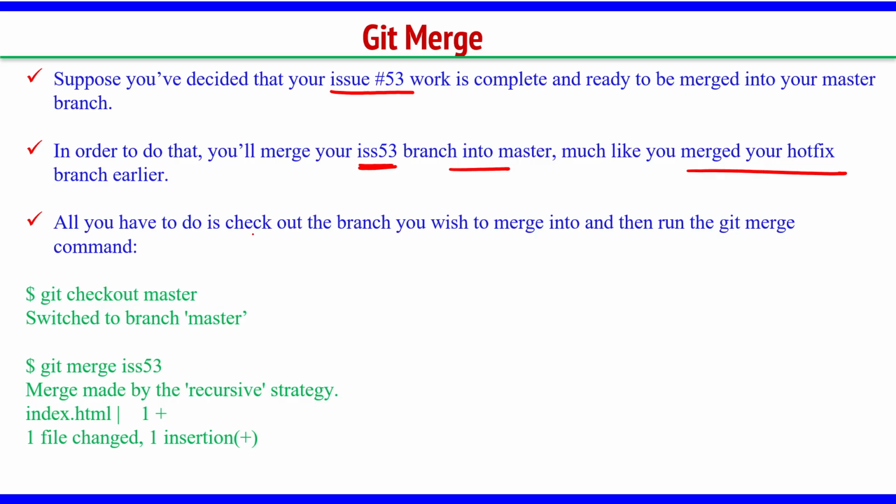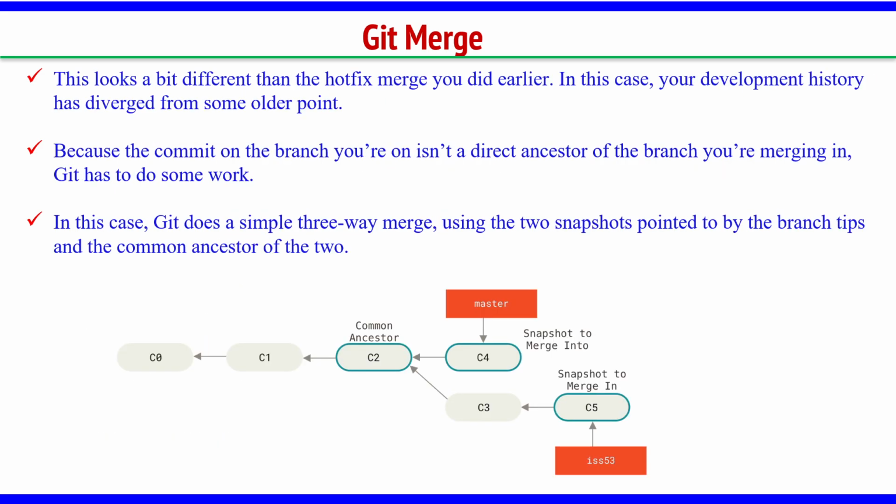So, all you have to do is check out the branch you wish to merge and then run the git merge command. So, check out the master and git merge issue 53. So, I am trying to merge the issue 53 into the master, right. So, it will become something like this. See here, let us understand this.